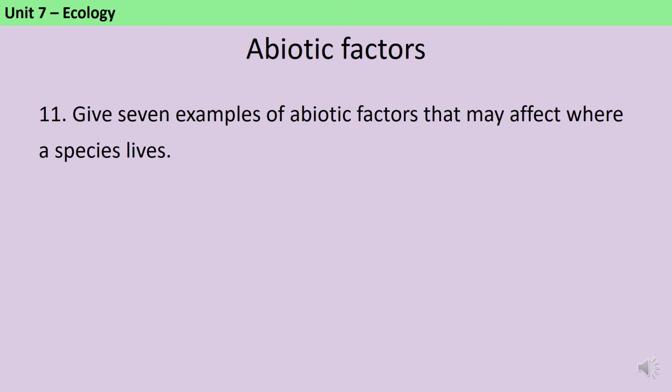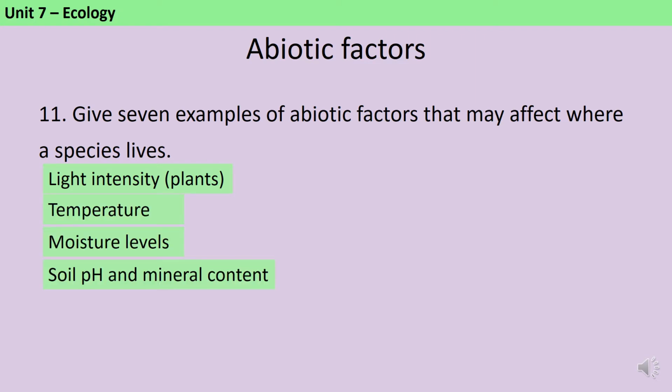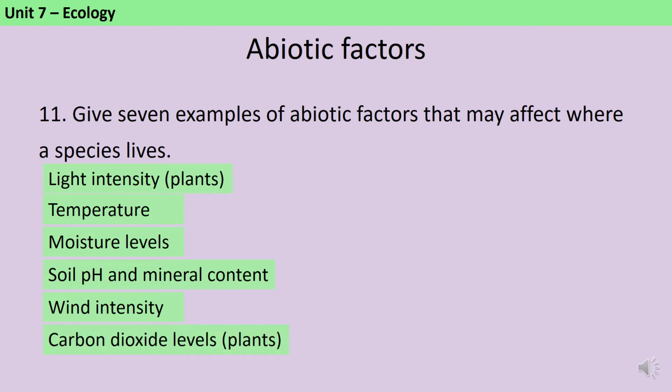Typical abiotic factors that we might consider include light intensity, particularly for plants that need that light for photosynthesis, the temperature, the moisture levels, soil pH and also the mineral content, so whether there are nitrate ions and magnesium ions available, wind intensity, carbon dioxide levels if we're thinking about plants, where again this is important for photosynthesis, and also if we're thinking about aquatic animals, then oxygen levels, which they'll need for respiration. For non-aquatic animals, we don't really need to worry about this because the levels of oxygen in the atmosphere are so high and also so ubiquitous everywhere.